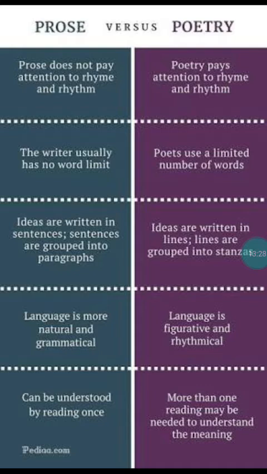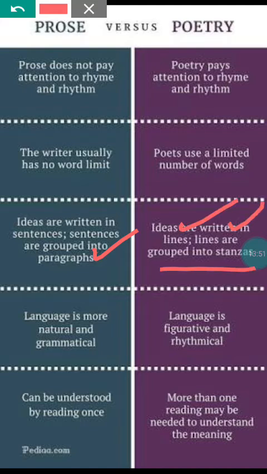The writer usually has no word limit in prose. Poetry uses a limited number of words. We have to write in a selected language: selection of diction, selection of words, selection of thoughts, all combined in a way to write. In prose, ideas are written in sentences and grouped into paragraphs. In poetry, ideas are written in lines and lines are grouped into stanzas.